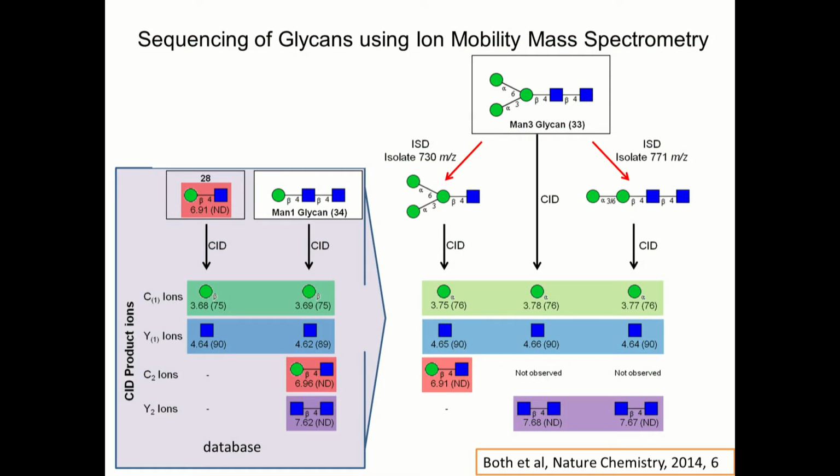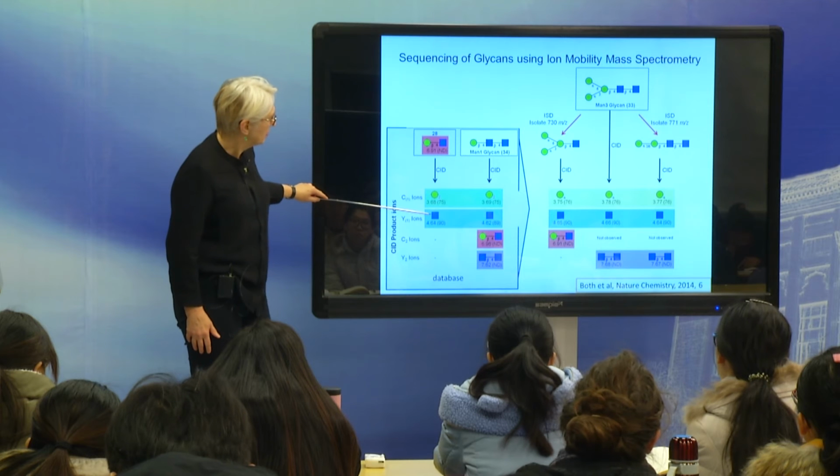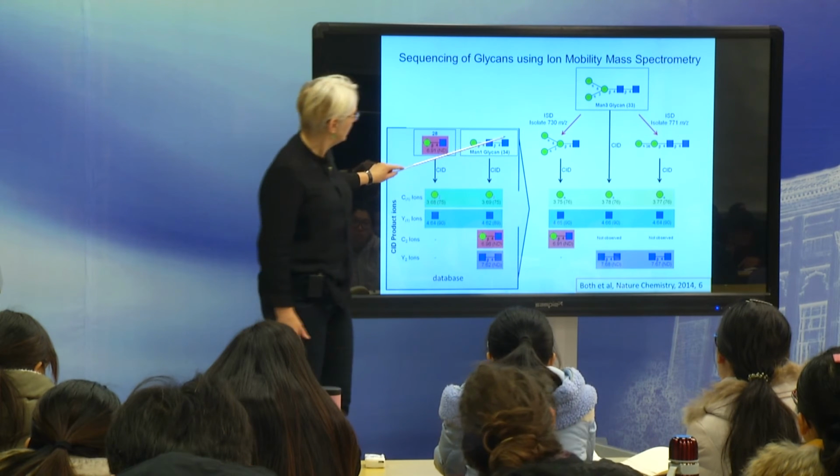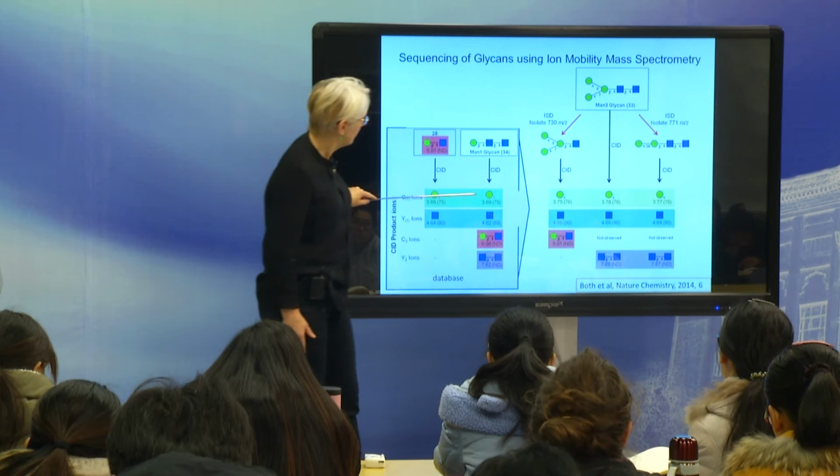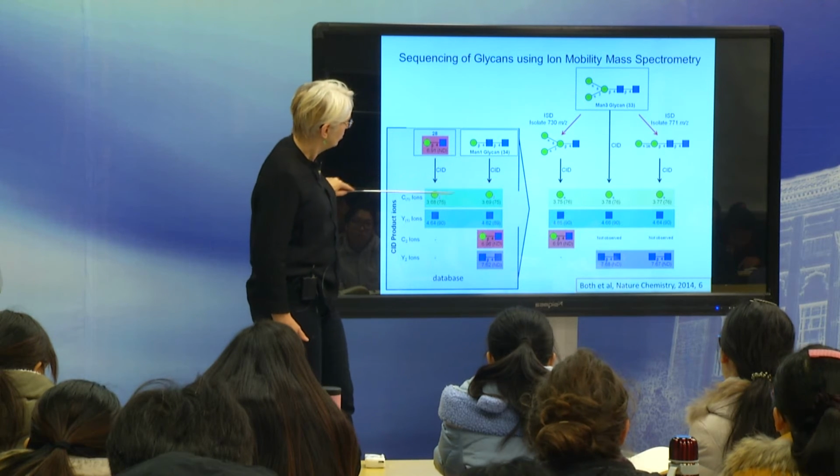So we used these two, which are commercially available, and fragmented them. And you can see they generate the same fragments. So if this was a structure as we suggested, and this was a structure as we suggested, we should be able to compare these fragments, and they should all match up.